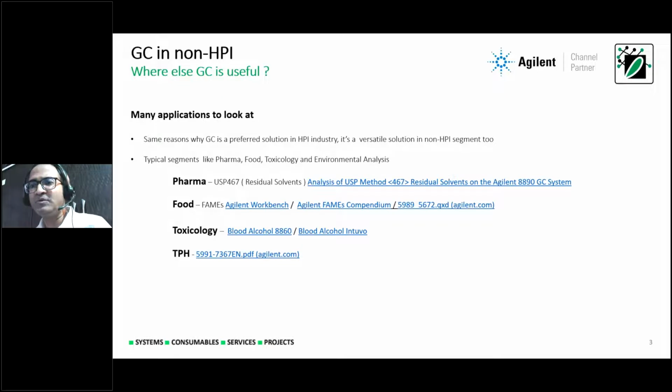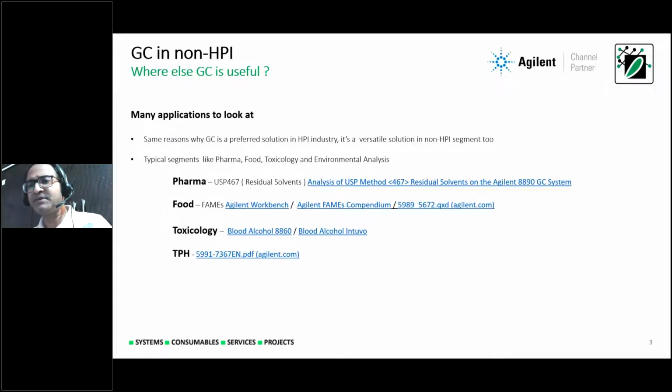So many applications to look at. Very same reasons why GC is the preferred solution in the HPI segment are applicable for the non-HPI segment also. So the availability of detectors, the availability of multiple columns, the different sampling techniques that are useful in HPI are also useful in the pharma, the food, the toxicology, and say the environmental analysis like the TPH analysis.